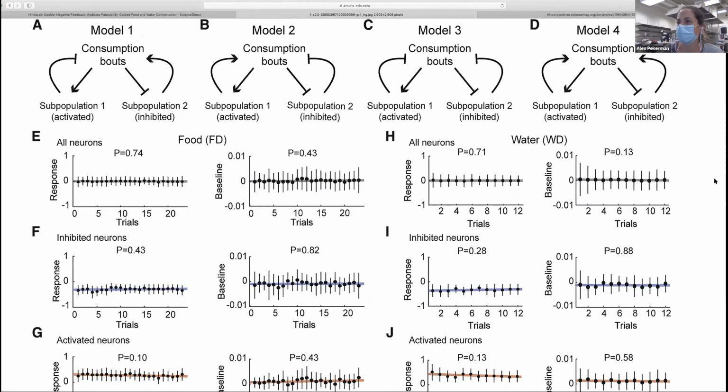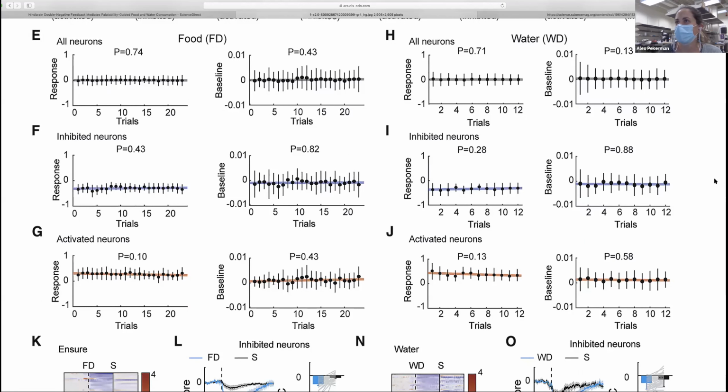I have to say that E through J, it was hard for me to understand what's actually happening. So E and H are for all neurons, F and I are for inhibited neurons, and G and J are for activated neurons. And so everything on the left side is food, and everything on the right side is water. And so we have regular animals, food deprived animals, and water deprived animals. And then they try to figure out which neurons are activated in comparison to the baseline during 0 to 24.5 trials in food and 0 to 12 trials in water.